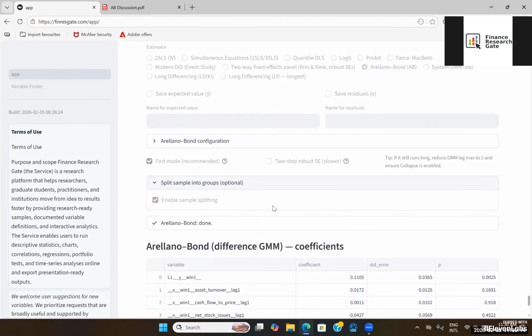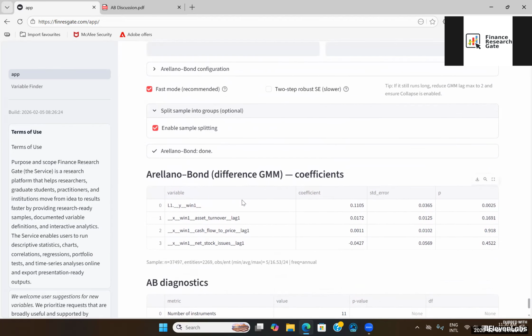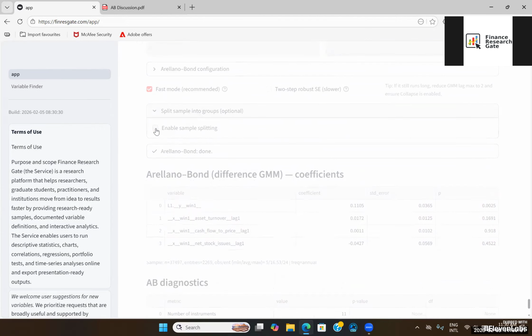The final point to consider is that you can execute the exact same equation by simply enabling the sample splitting feature. For instance, we can apply this equation considering the age factor, perhaps comparing younger companies against more established, older firms. Alternatively, we might categorize them based on their operational scale, looking at small-sized entities compared to their larger counterparts. So for our purposes, I will proceed with this approach.